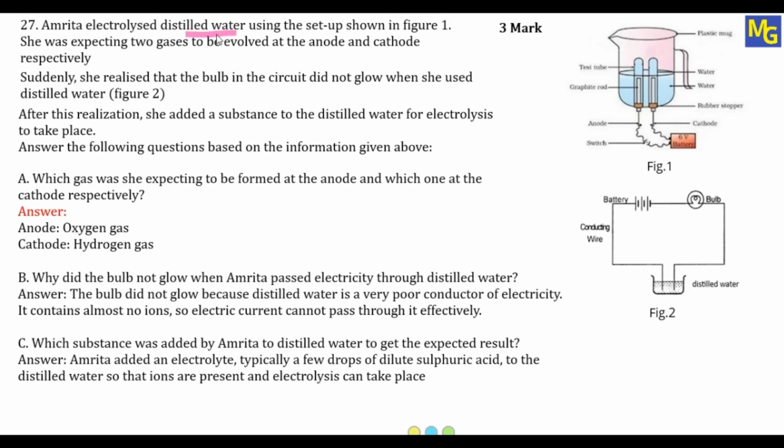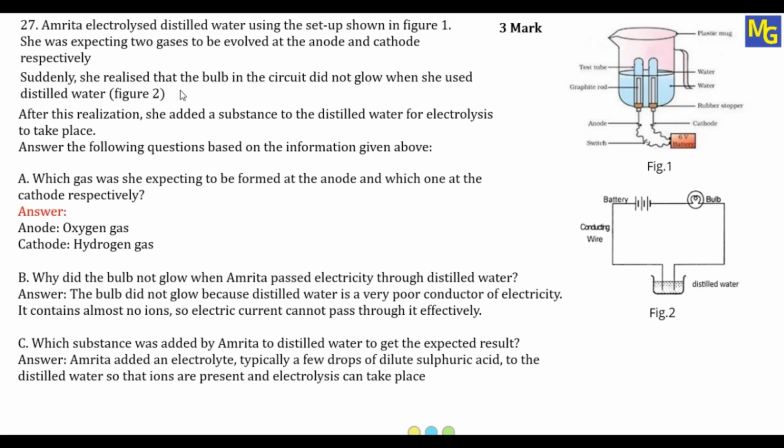What is the meaning of distilled water? The water which has a very less amount of salts, negligible, which can be neglected, is called distilled water. She was expecting two gases to be evolved at the anode and cathode respectively. So when she electrolyzed distilled water, she thought that she is going to get two gases, one at the anode and one at the cathode.